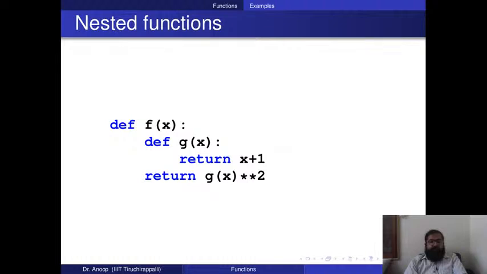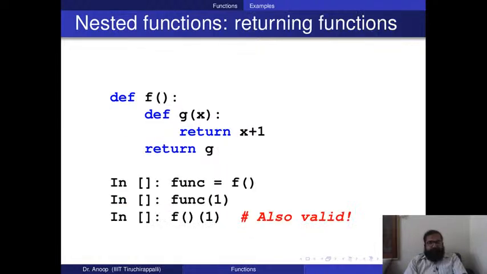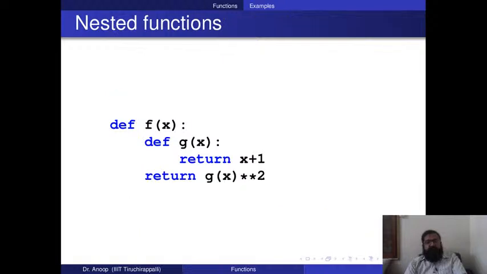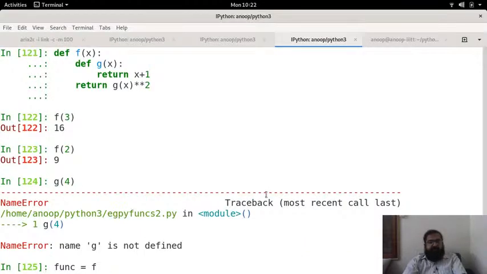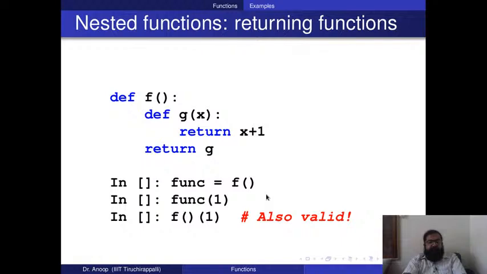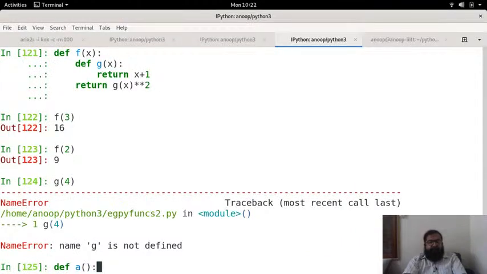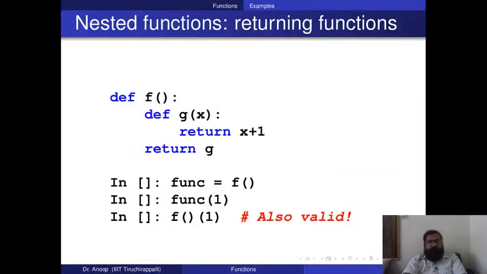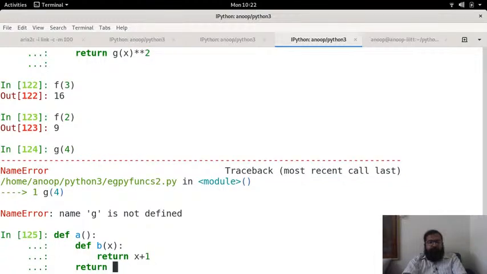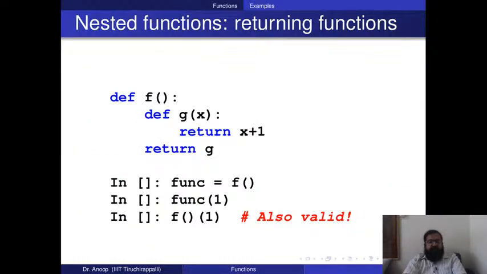We can try calling, let's say, func is equal to, okay, this one and this one are different. If I did not have anything in x and I only had to pass it to g, in that case I can call func is equal to f, and then call func of 1. So let's try that. Instead of f and g, I'm going to give it as a. def a, def b of x, and return x plus 1, and return b. So b is what we want to return.